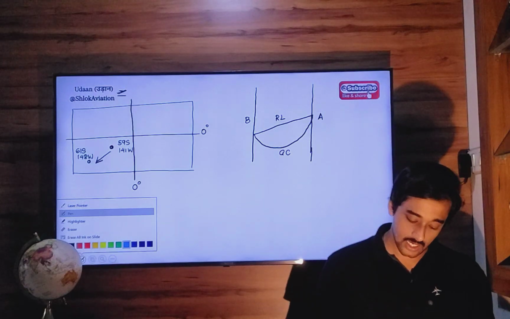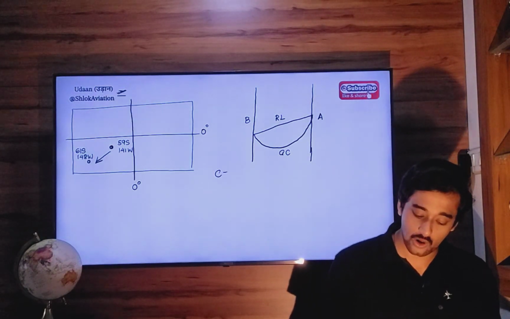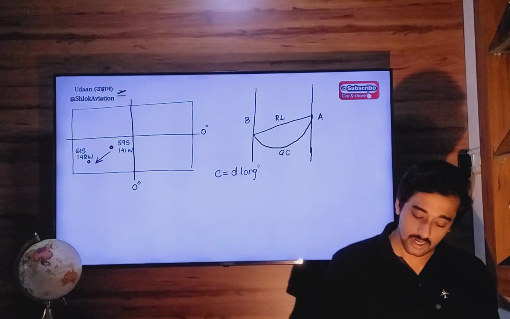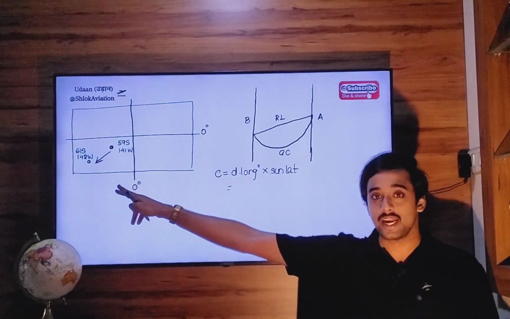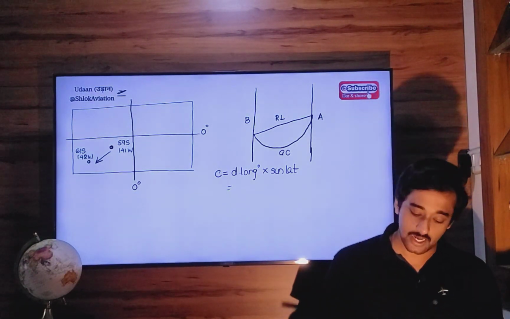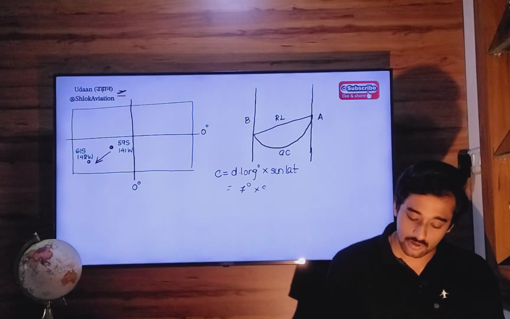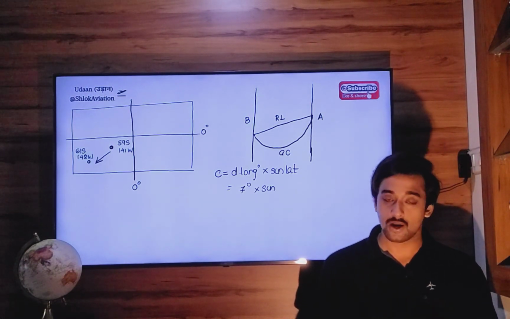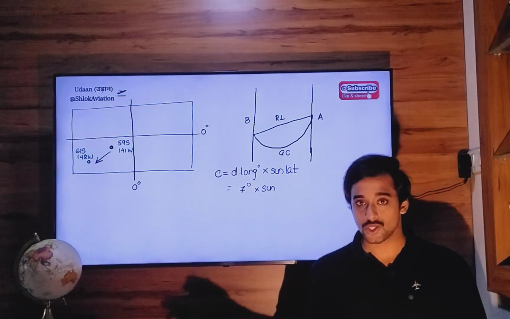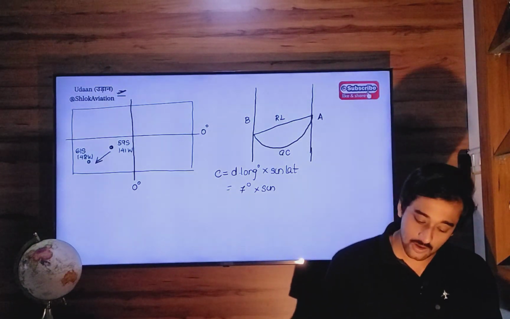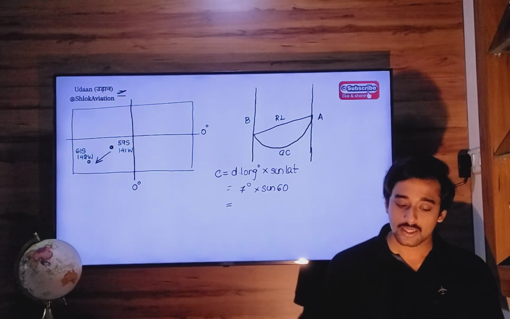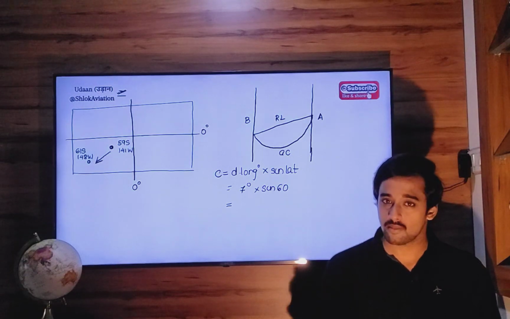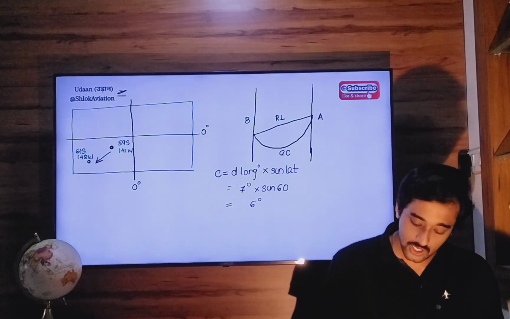So let's find out convergency here. Convergency equals d long in terms of degree into sine of latitude. So what is the difference in longitude here? 141 west, 148 west. So the difference between them is 7 degrees, into sine of latitude. Now here one latitude is 59 south, another latitude is 61 south. So the average of that is 60. So convergency will be sine 60 into 7, that is 6 degrees, 6 degree 3 minutes. Okay, so 6 degree. So that is your convergency.